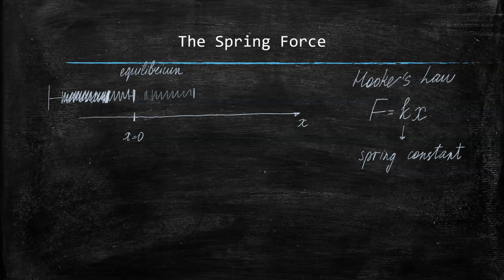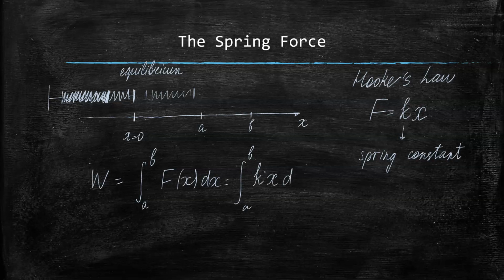And once you understand Hooke's law, the work done by a force stretching the spring from a to b will be computed by setting up this integral from a to b of f of x dx, but f of x is just kx, where k is the spring constant.